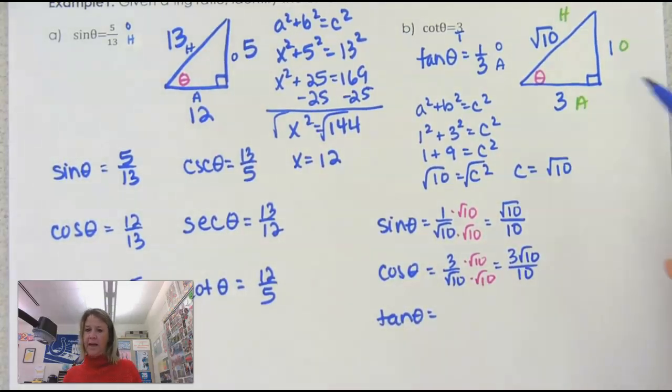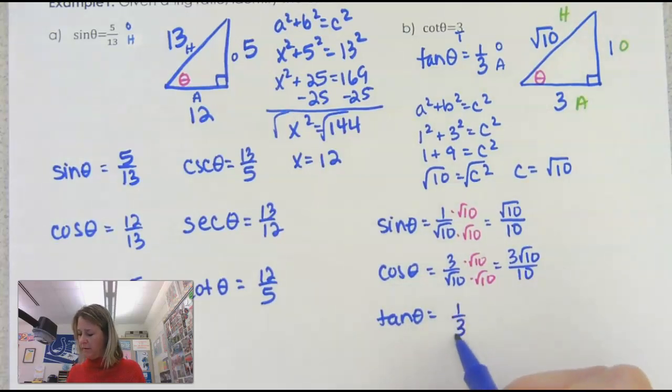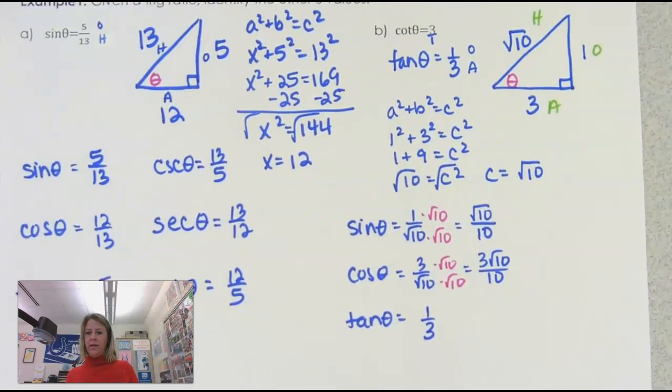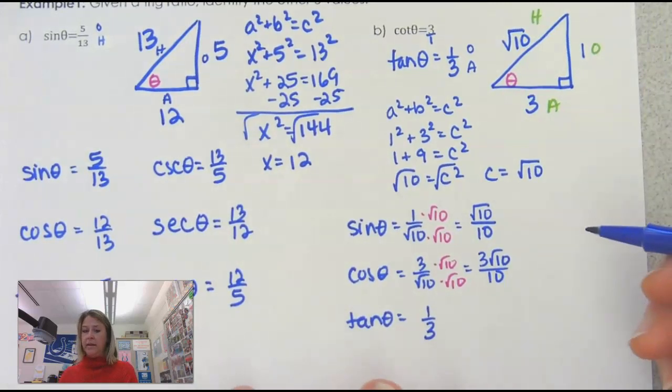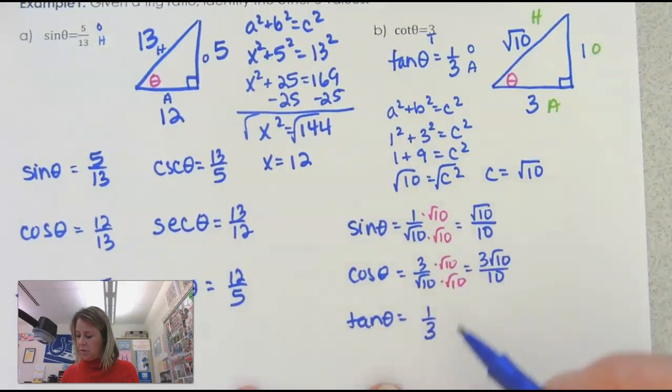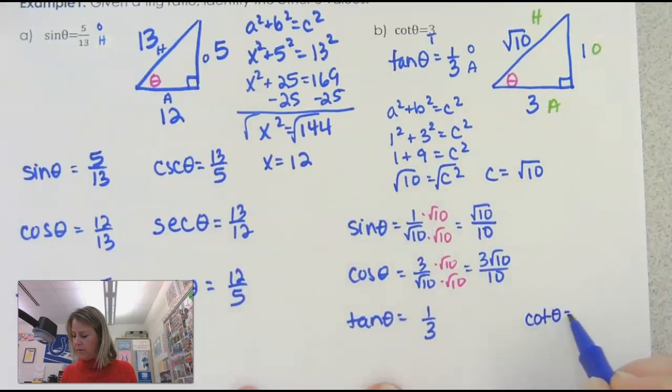And then finally, we already had tangent, but we can just double check. It's opposite over adjacent, 1 over 3. So now what I need to do is go back and do my cosecant, secant, cotangent. So tangent matches up with cotangent. Actually, I already had that one. I'm just going to fill that in. If I flip 1 over 3, it's 3 over 1.